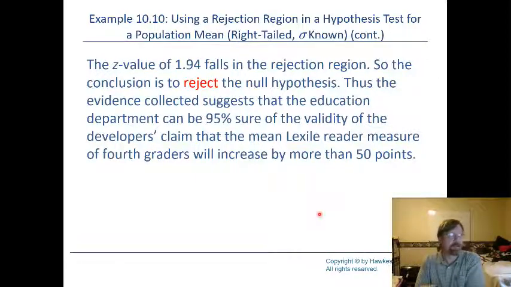So the conclusion is that we can reject the null hypothesis, so the evidence suggests that the education department can be 95% sure of the developer's claim that the reading scores will increase by more than 50 points on average. Okay, that's fairly clear, fairly straightforward, visually fairly easy to understand. It's not, however, what is usually presented.